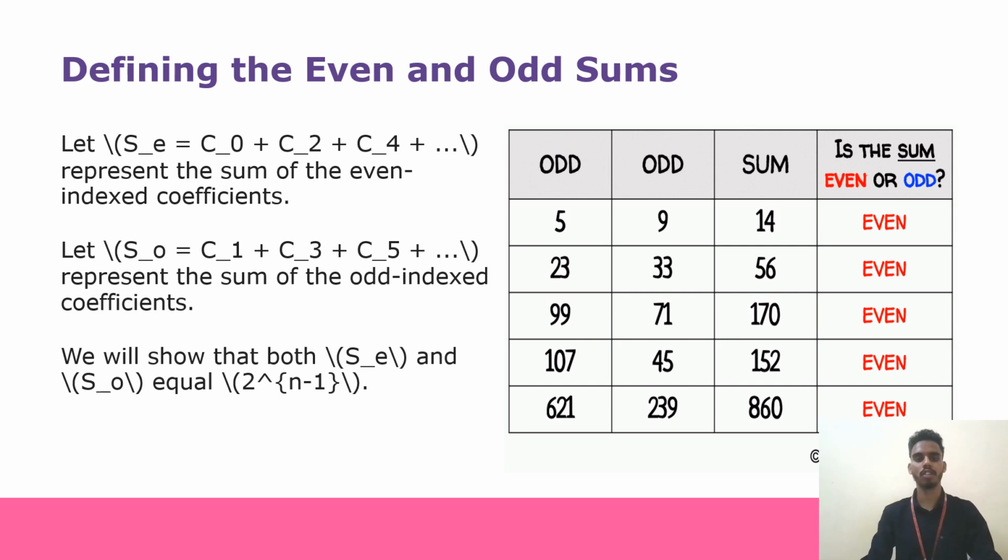Defining the even and odd sums. Let Se equal C0 plus C2 plus C4 plus and so on, representing the sum of even indexed coefficients. Let So equal C1 plus C3 plus C5 plus and so on, representing the sum of the odd indexed coefficients. We will show that both Se and So equal 2 power n minus 1.